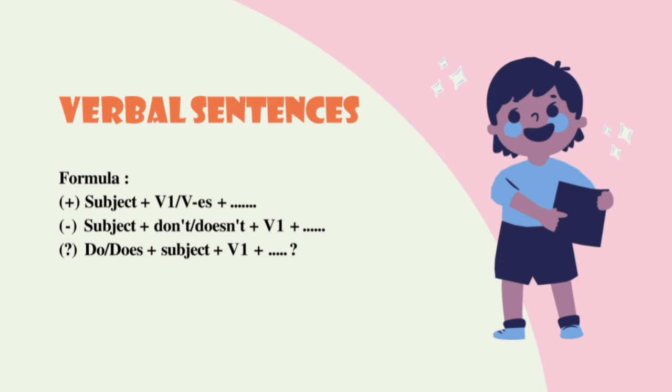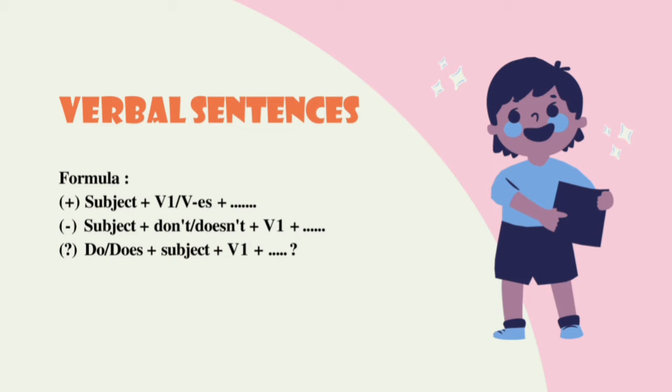Simple present tense is divided into two types. The first is verbal sentences and the second is nominal sentences. In this slide, we can find the sentence formulas. For the positive sentence, we can write subject plus verb 1 or verb-es plus complement of subject. Complement of subject can be adjective, adverb, or noun.